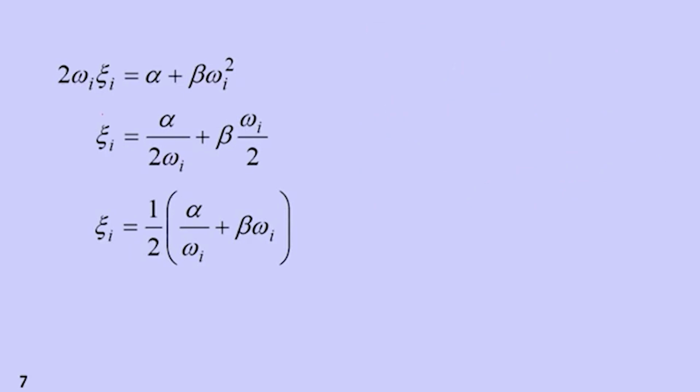Now from this we can get zeta i is equal to alpha by 2 omega i plus beta into omega i by 2. So zeta i is half of alpha by omega i plus beta into omega i. So this is the zeta equation, the damping equation. The damping present in each mode we can calculate from this.